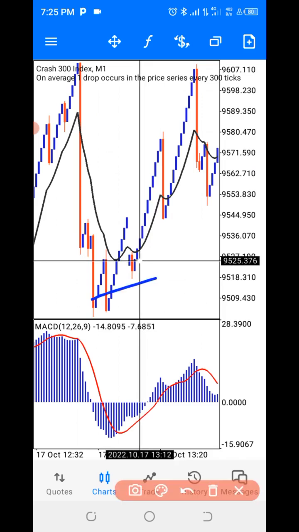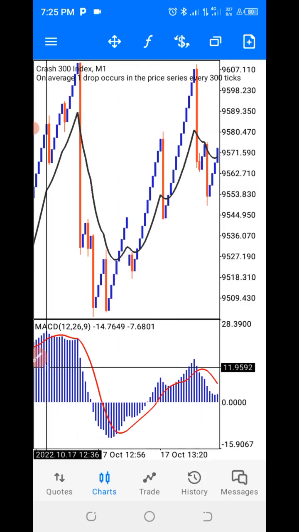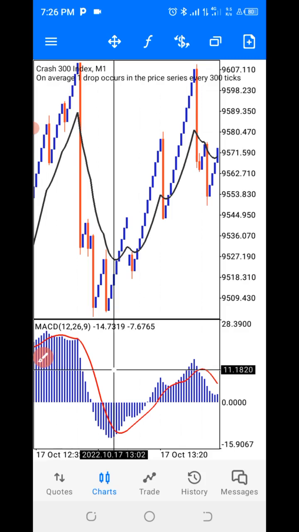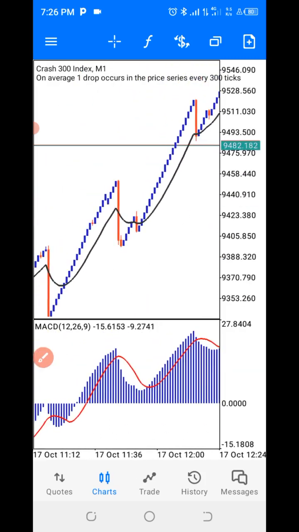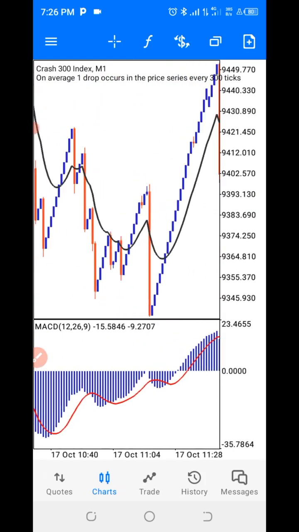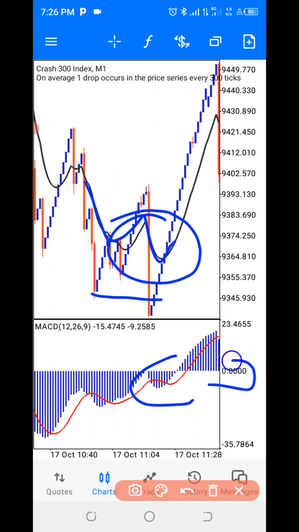Even the moving average is giving you the W. So there are a lot of them. All you just need to do is make sure you backtest. This is another example. You can actually see you have your break in market structure, and even your moving average confirms the W for you, and your MACD is above the zero level.